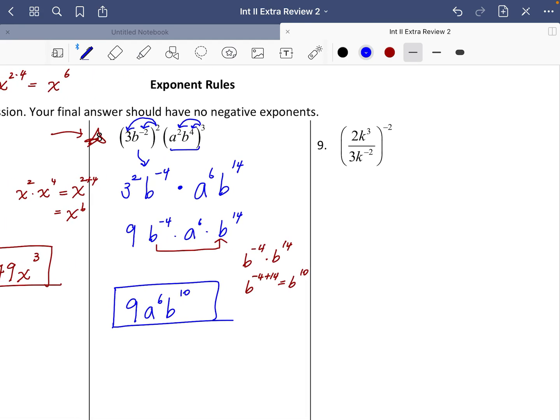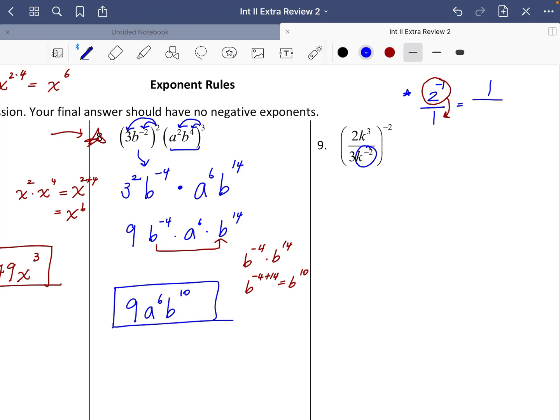Number 9. I'm going to work inside the parentheses first. So I see that k to the negative 2nd is in the denominator. So let's review negative exponents again. If you have 2 to the power of negative 1 in the numerator, what happens is that you are going to be moving the 2, because it has a negative exponent, to the other side. That's what happens with a negative exponent. You can move it to the other side.